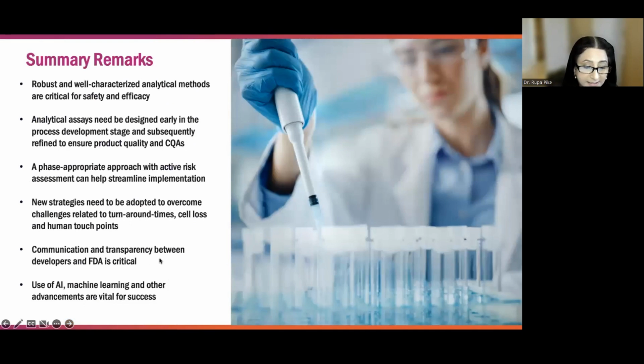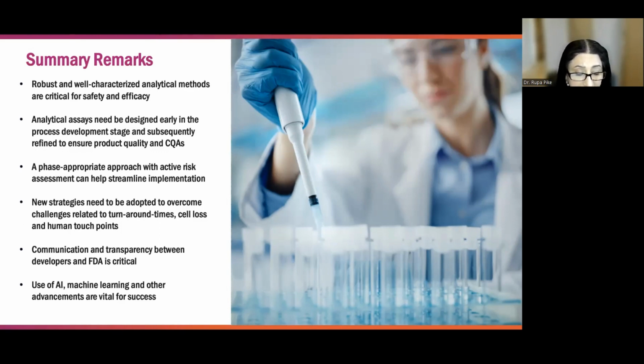This is my last slide. So in summary, what we have discussed, I'm just going to summarize. We need robust and well-characterized analytical methods to ensure safety and efficacy of the final product. Since cell therapies are living therapeutics with cells as the final product, analytical assays need to be designed early in the process development stage and subsequently refined to ensure product quality and optimal CQAs.